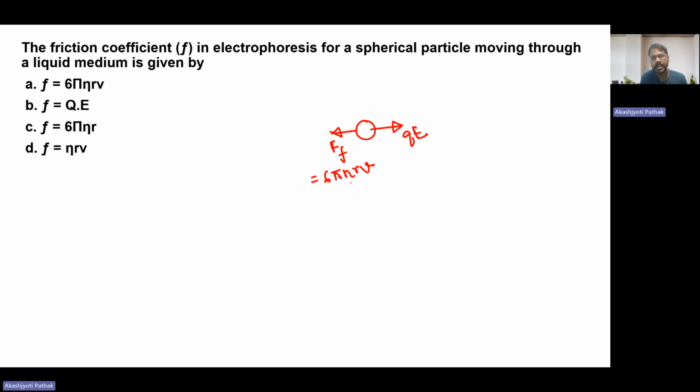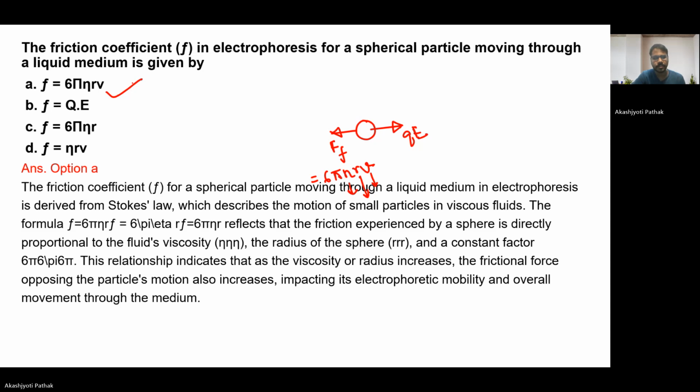Here eta is the coefficient of viscosity, R is the radius of the particle, and V is the velocity with which the particle is moving. Okay. So for a spherical particle, it is 6 pi eta RV. That is this one. It is actually derived from the Stokes law.